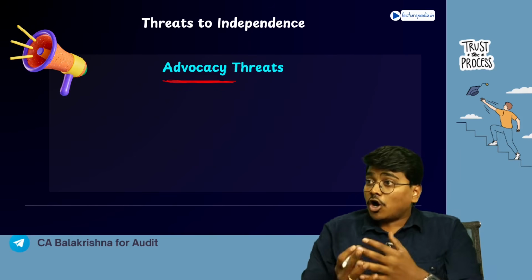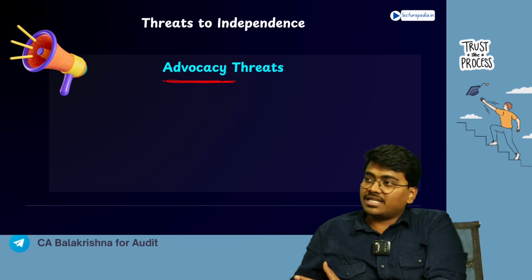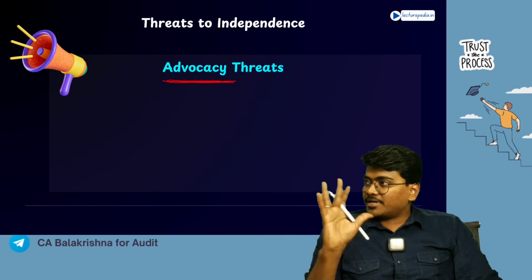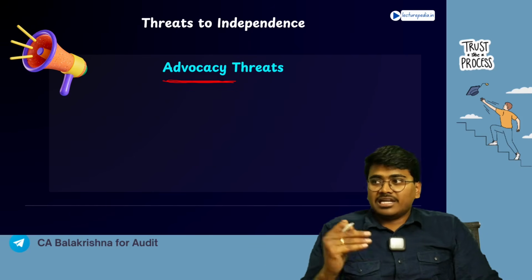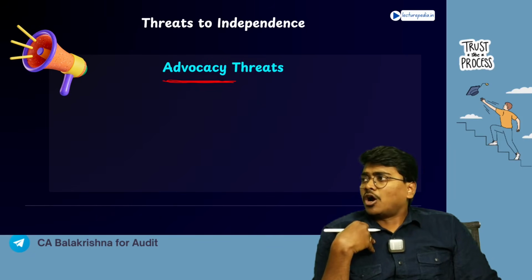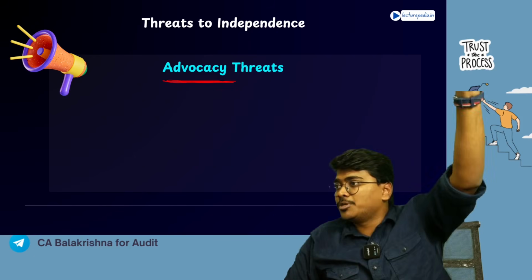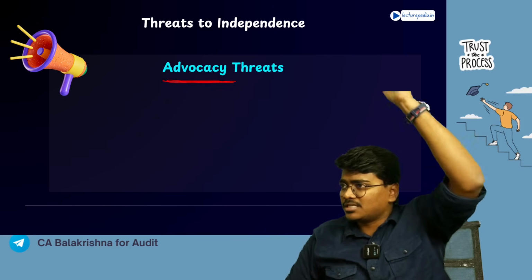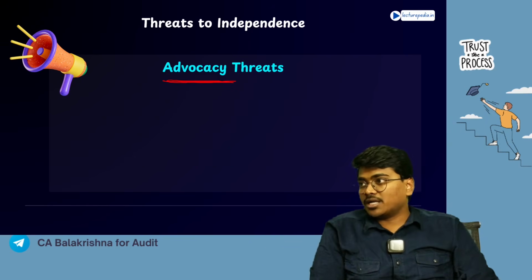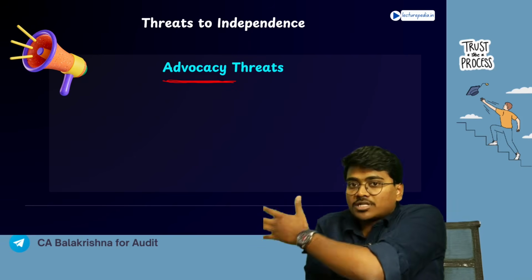Now, if the auditor advocates any client, that means if he promotes any client, let's say for example, there is a particular company which is listing its shares on the stock market. Now, the auditor has promoted shares of the company. He has told various people that you invest in the shares of so and so company which is going to list its shares on the stock market. Here what he has done, he has advocated the shares of so and so company.